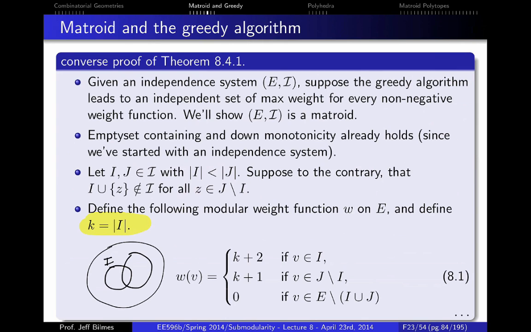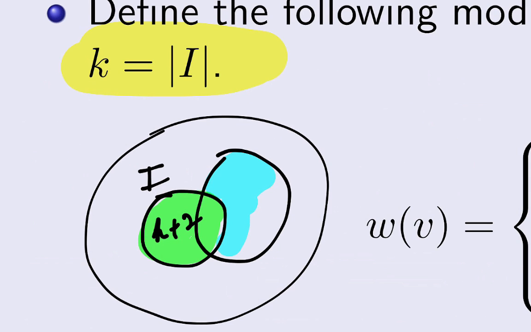So all of the green elements have weight k plus 2, right? And all of these, I don't know, blue elements, can you see that? Tell you what, let's do it this way, you can see a little bit better. These elements have weight k plus 1. So this is I and this is J here. And then everything else has weight 0.